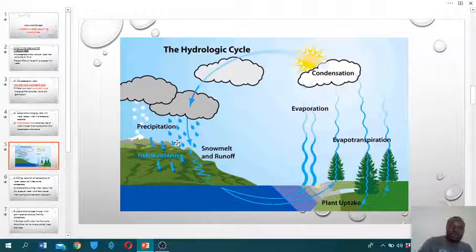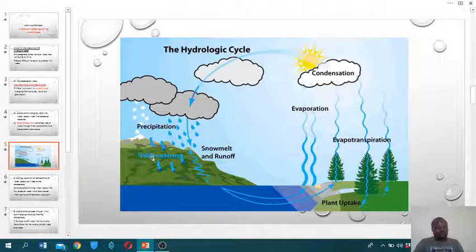Precipitation, as we saw previously, is the falling of water from the atmosphere towards the earth's surface. There is also another process here called infiltration. Then we have snow melt and runoff. It is important that you understand these terms. After the precipitation falls on the ground, the water usually does not stay on the ground. It will either get its way into the soil, and that is what you call infiltration. The word infiltrate means to pass through something going down.